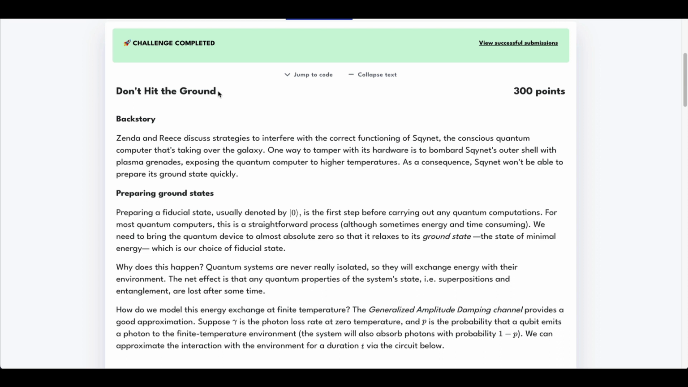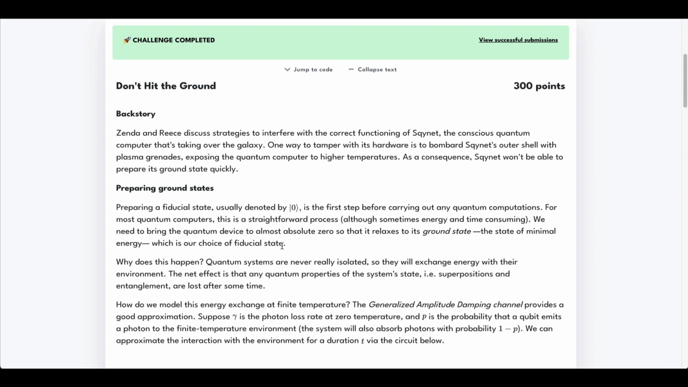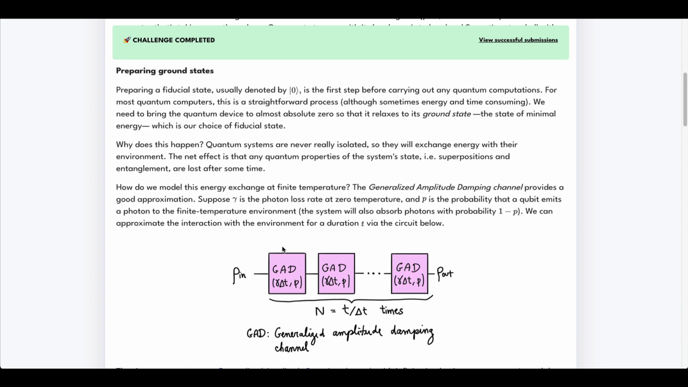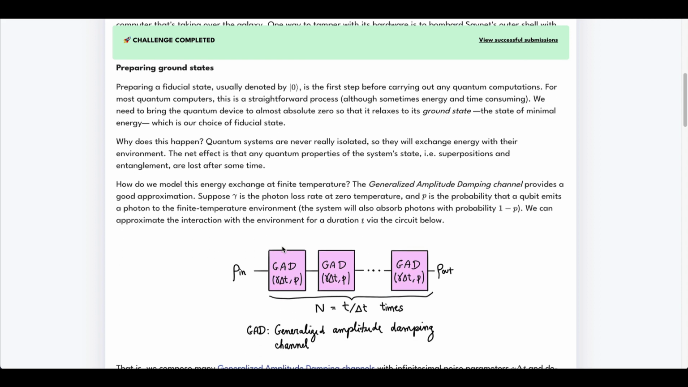This is problem 26 of the QHack 2023 Quantum Coding Challenges, and this one is entitled Don't Hit the Ground. Now, in this problem, what we're being asked to do is to simulate the effect that a thermal environment has on a qubit.